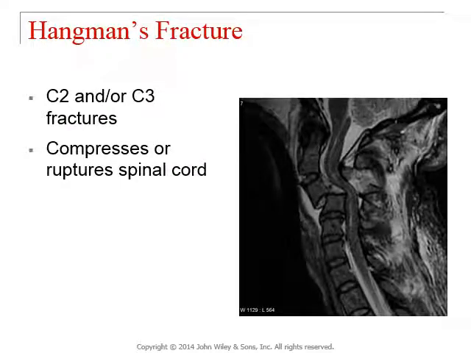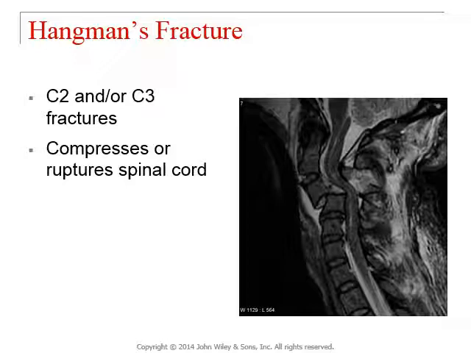Now this one I throw up here only because it gives you an idea of how detrimental any kind of upper cervical injury is. This one here is what's known as a hangman's fracture. This is what happens when you fracture either C2, remember it is the axis, or C3.